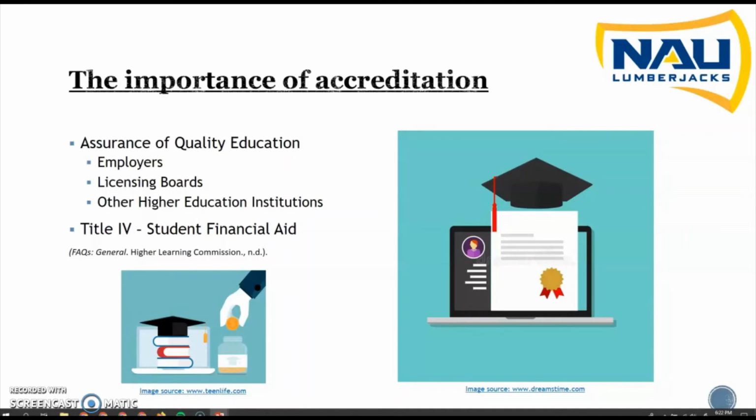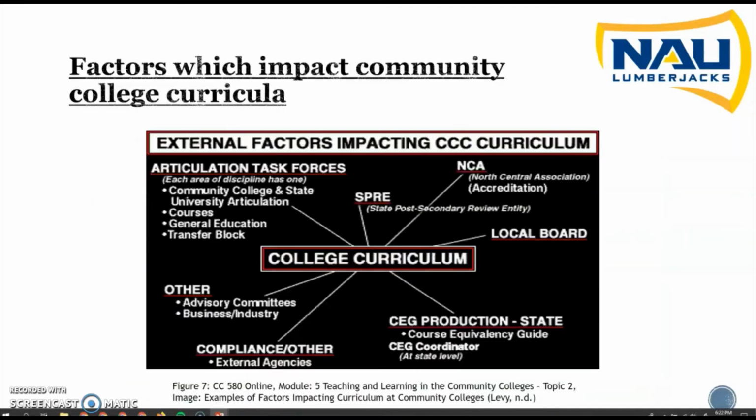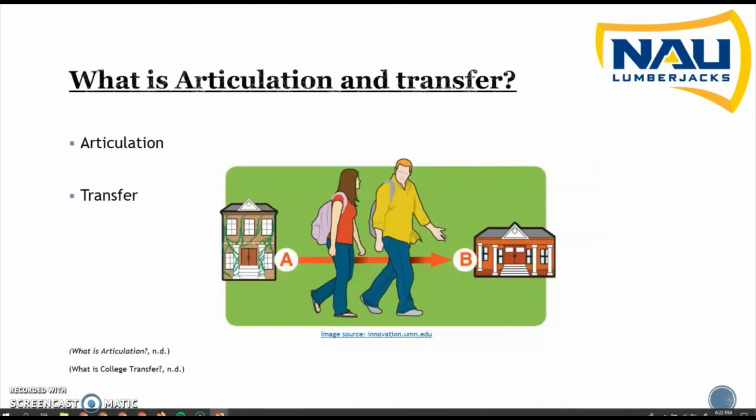Here are some of the factors which impact community college curricula. Matriculation is the process of identifying courses or sequences of courses from a sending campus that are comparable to or acceptable in lieu of specific course requirements at a receiving campus through a formal written agreement.